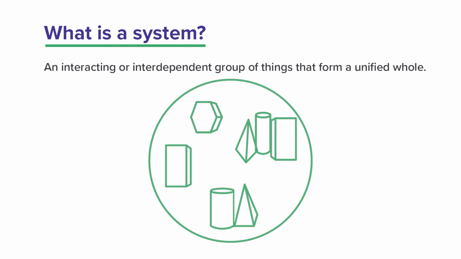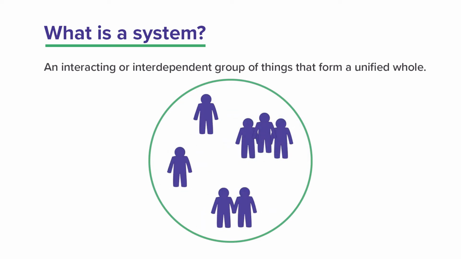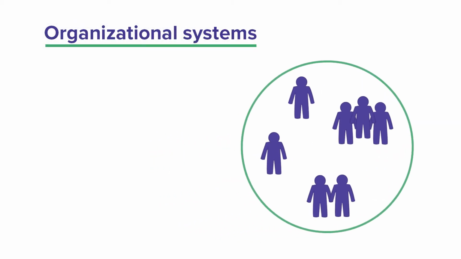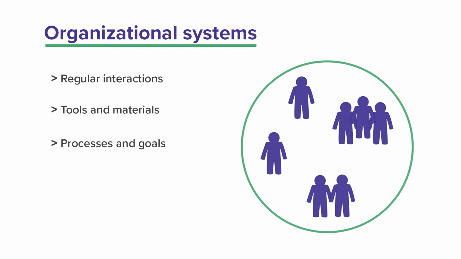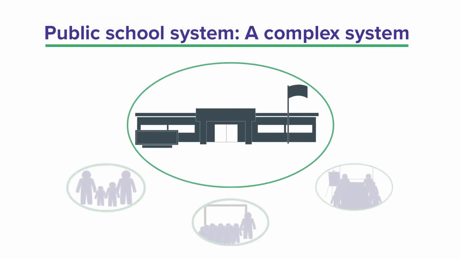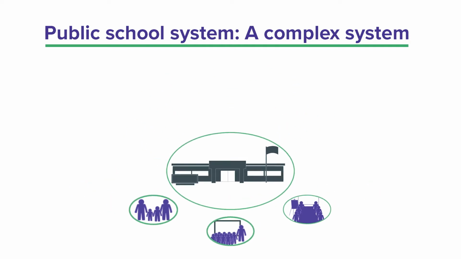That's a general definition, of course, but it applies when thinking about an organization, which is made up of the people working there. An organizational system is characterized by the regular set of interactions among those people, the tools and materials they have at their disposal, and the processes through which these people and resources join together to accomplish their goals. Our public school system exists as a system within systems.